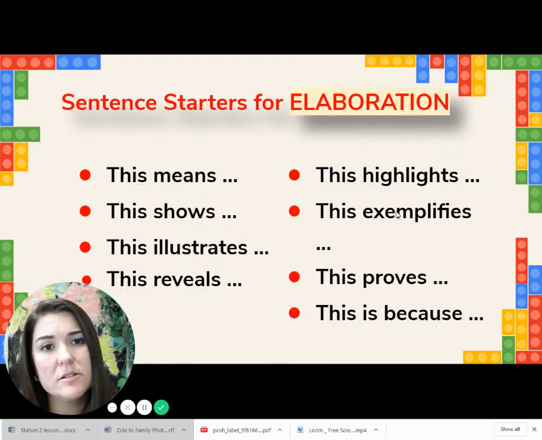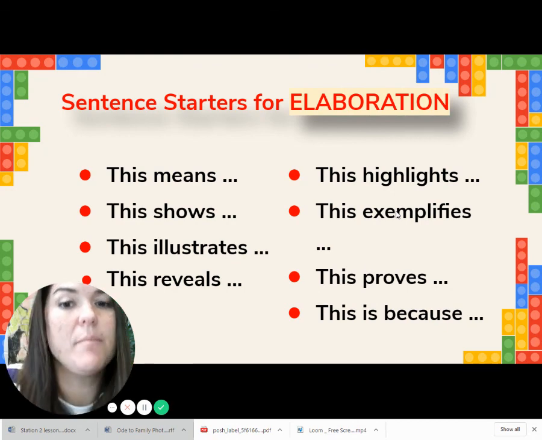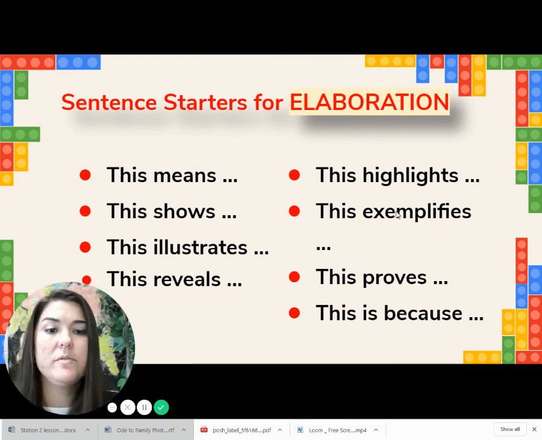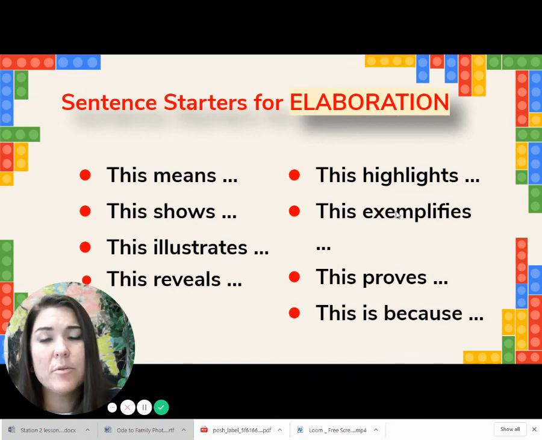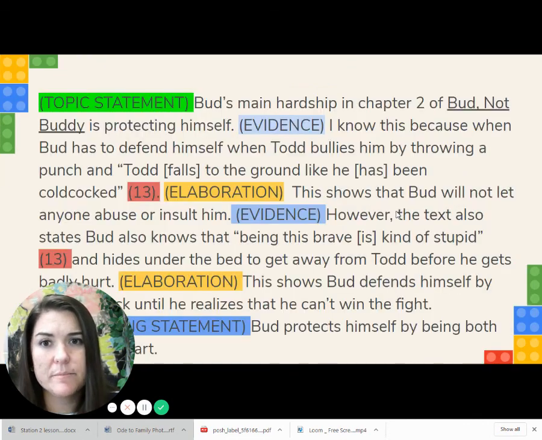And then if you need a sentence starter for elaboration, I always think about this means, this shows, this proves, this is because. All of those sentence starters will get your mind geared towards elaborating on what the evidence actually means. Now, here it is color coded. The topic statement is in green. I always think about how the evidence and elaboration, if you mix it together, it makes green. So you need that evidence and elaboration to mix together and support that green topic statement.